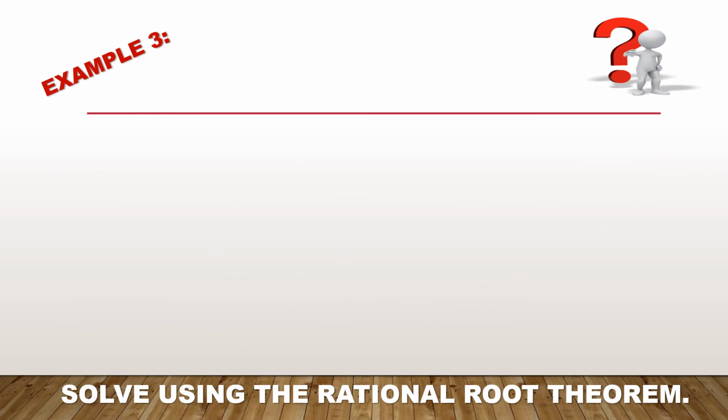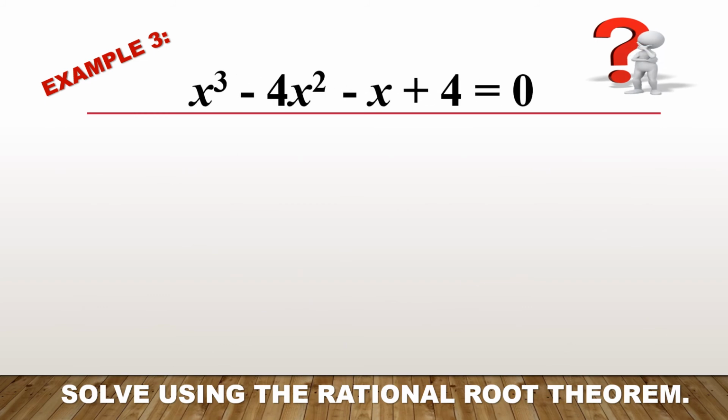Now, example number 3, x cubed minus 4x squared minus x plus 4 is equal to 0. So, let's look for the factors and the roots. What is the first thing to do? Let's have the given. The given constant is 4 and the given coefficient beside the highest term or the highest exponent is 1. So we need the factors of 4.